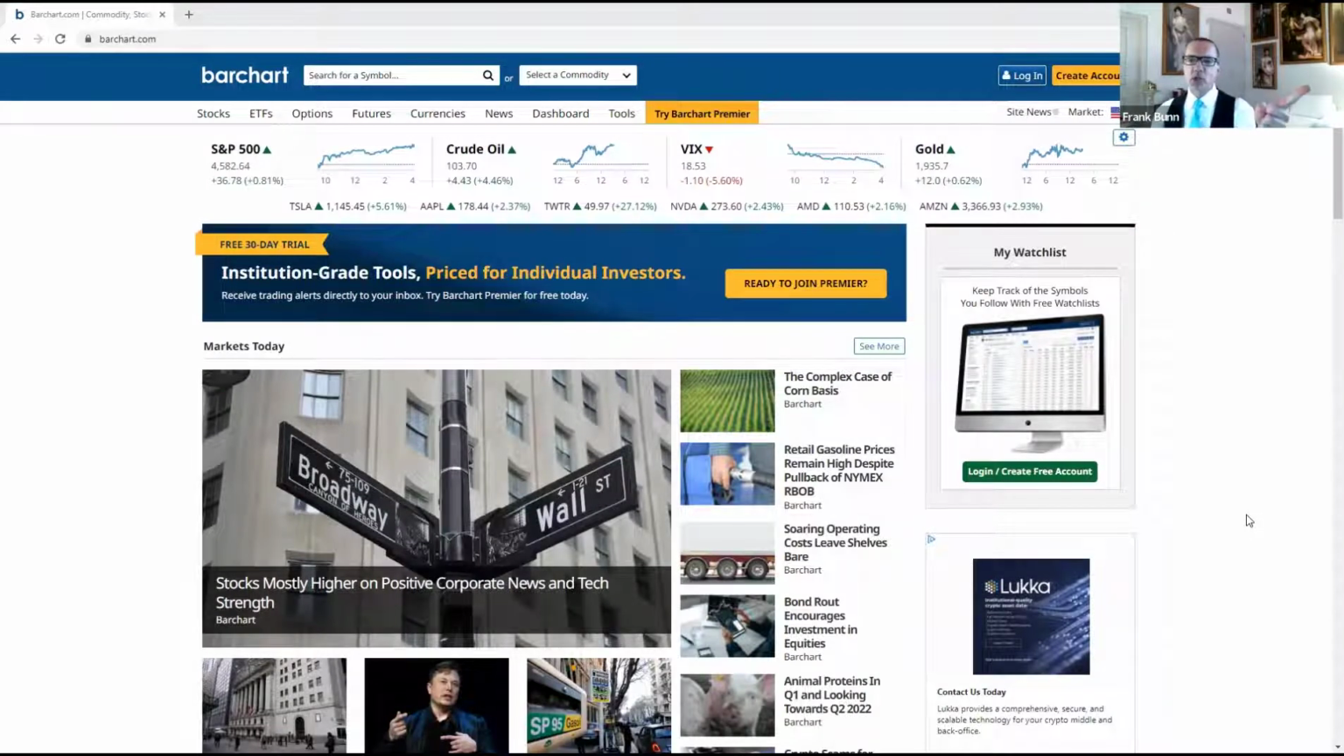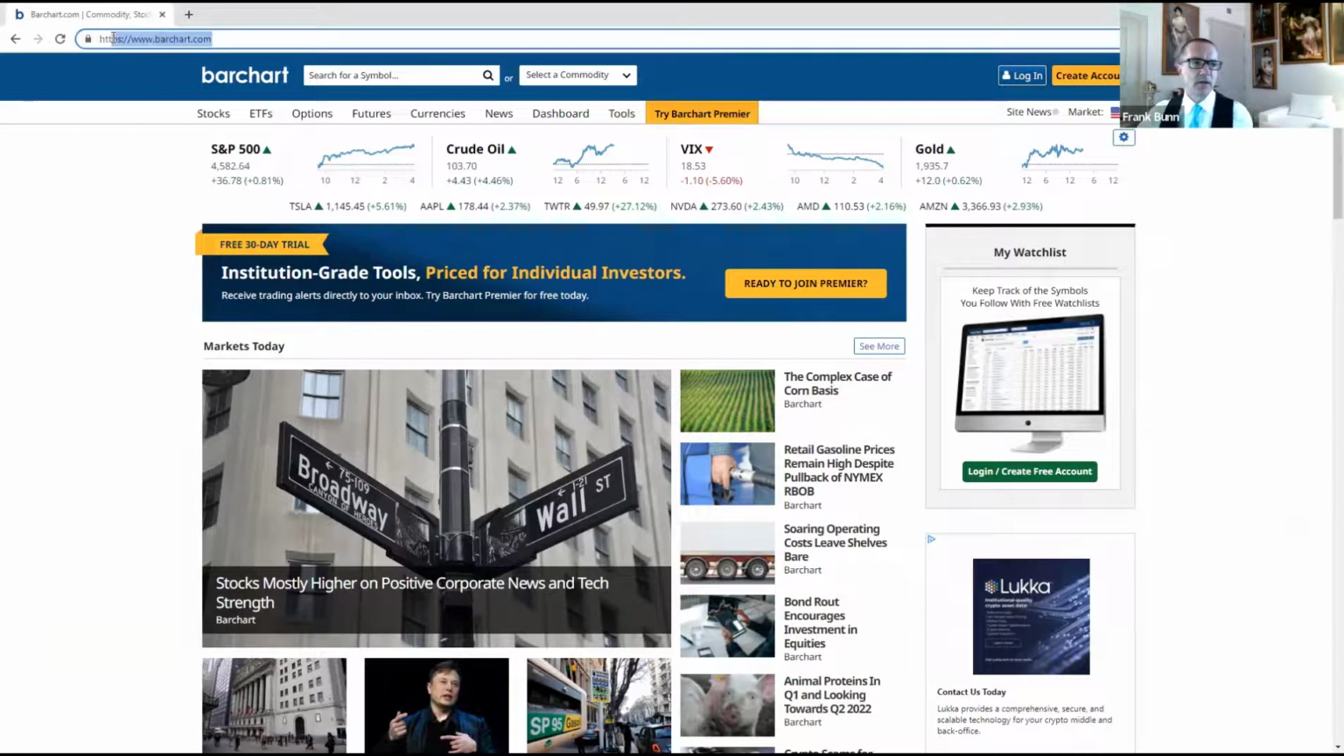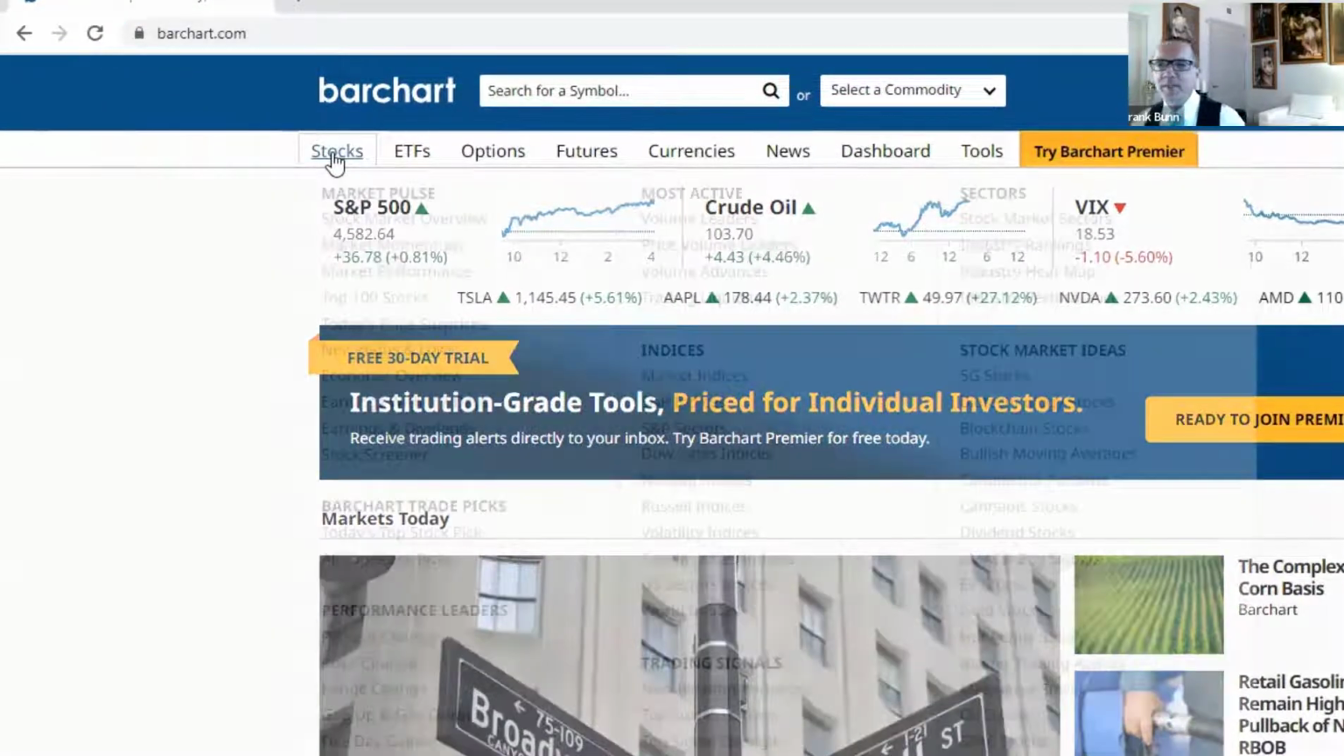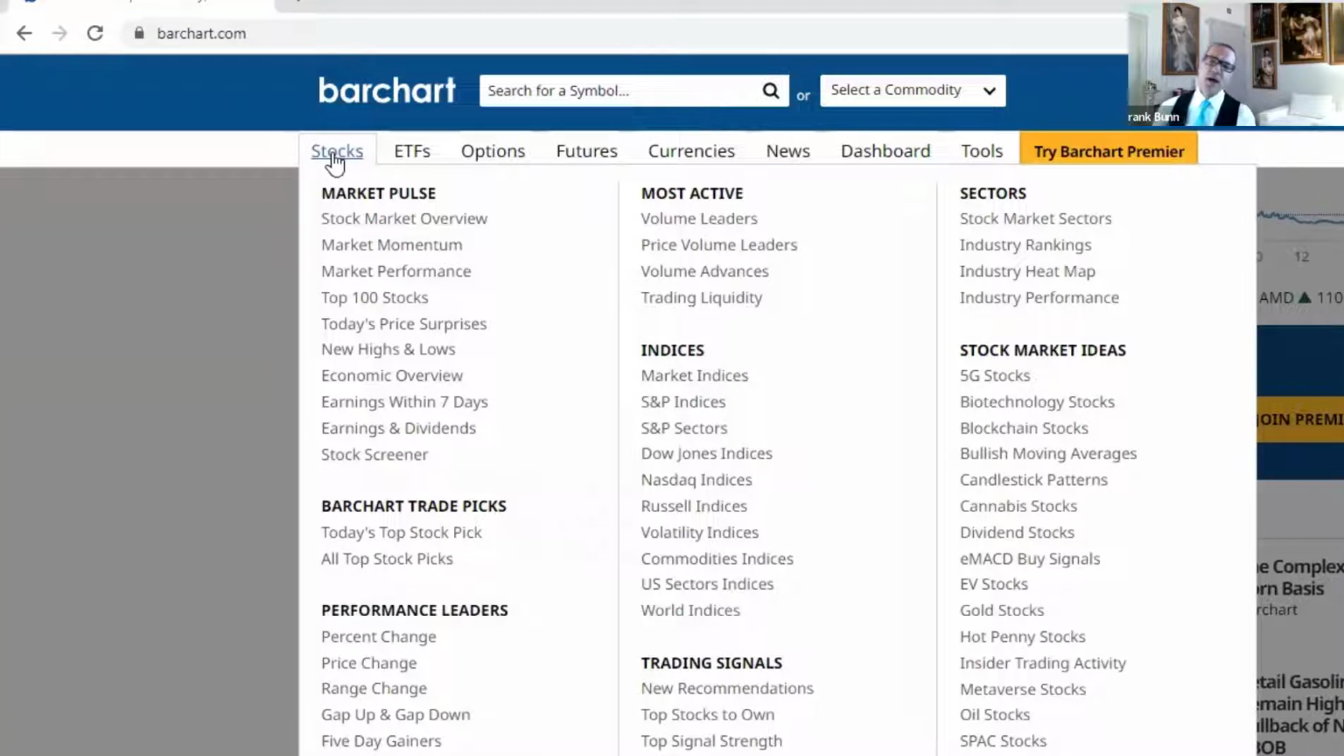We're going to go to barchart.com right up here. Really, really simple. Click stocks. There will be some ads here. You can ignore them. You can also create an account, which you don't need. This is just a real easy way in like 5 minutes to select the best contract.